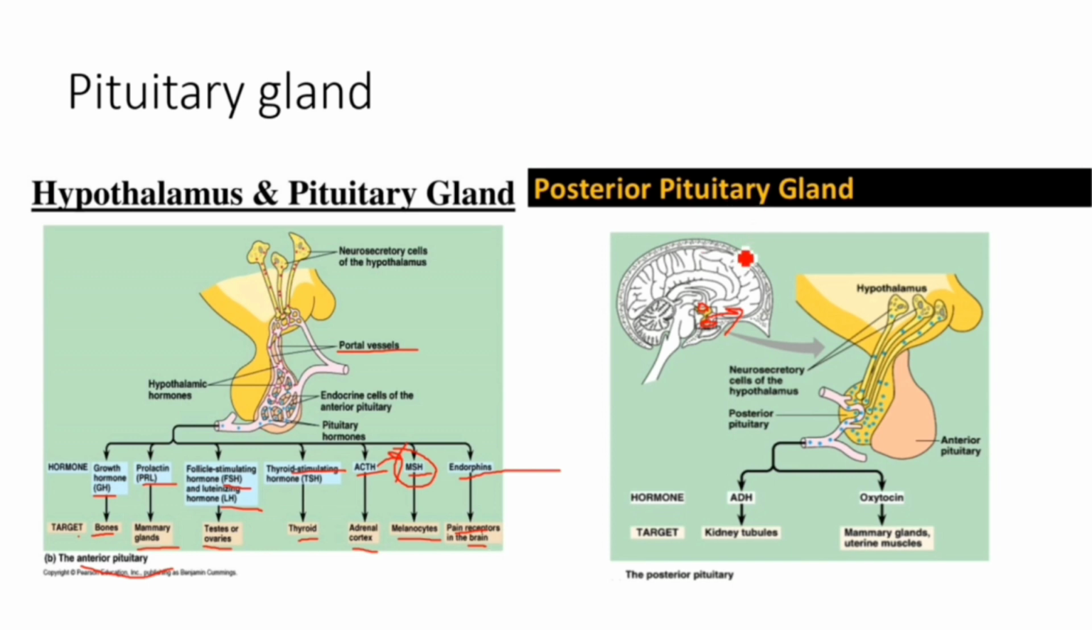Now, if we talk about the posterior pituitary, its hormones are produced in the hypothalamus only, and they are just stored in the posterior pituitary. These are basically two hormones, ADH and oxytocin. ADH is the antidiuretic hormone. It acts on the kidney tubules and helps in water retention. And oxytocin acts on the mammary glands and the uterine muscles.